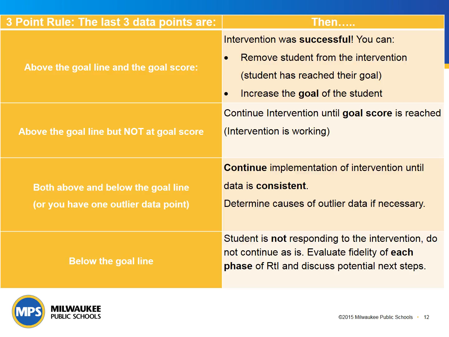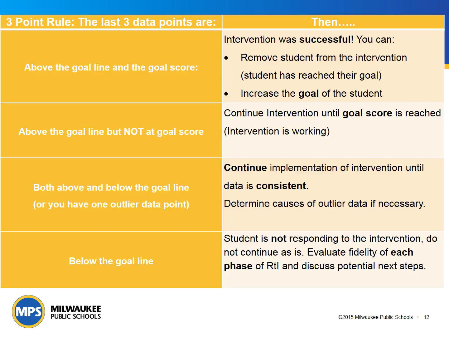If the last 3 data points are above the goal line and at or above the goal score, this indicates the intervention has been successful and the student reached their goal. The teacher should decide to transition the student away from the intervention and back to Tier 1 support alone, or continue with the intervention but set a higher goal.